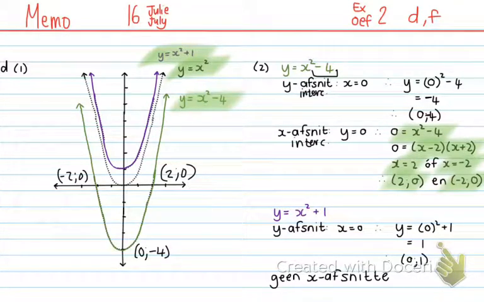Then for the purple graph, the y-intercept I can read off, it's the q value which is 1, so the y-intercept will be at (0, 1). It doesn't have any x-intercepts because it's a smiley graph that moved up. We can see clearly on the graph that it doesn't have any x-intercepts.